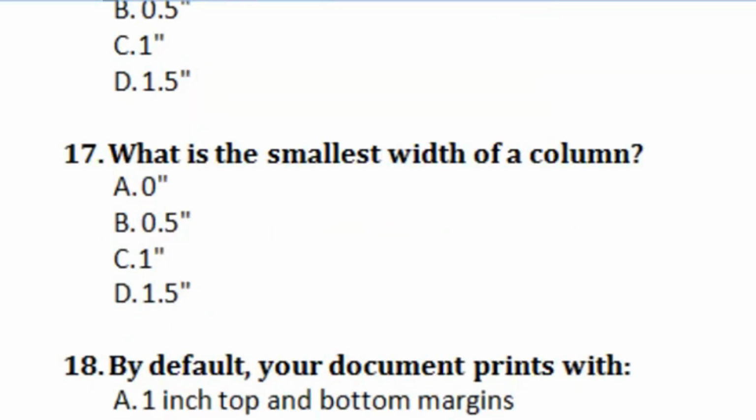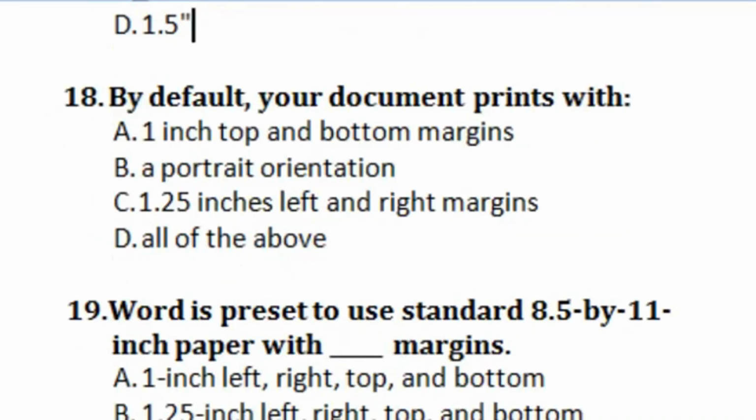So the 17, let's go to the 17. What is the smallest width of a column? The smallest width of a column, you know what the width is all about, is 0.5. That's the smallest. You can't go beyond that. If you get 0, it means there's no more column, right?